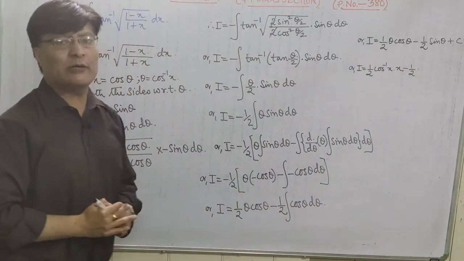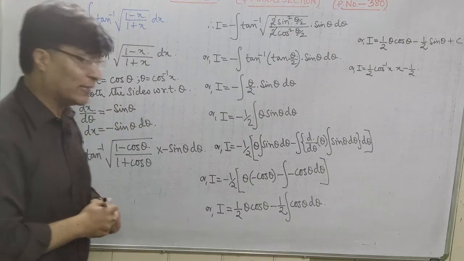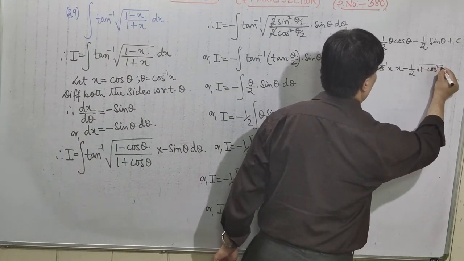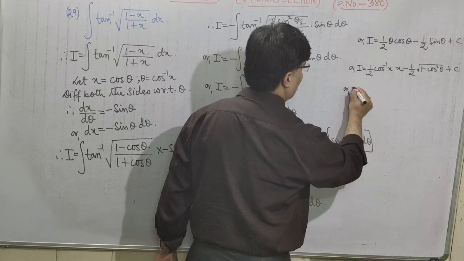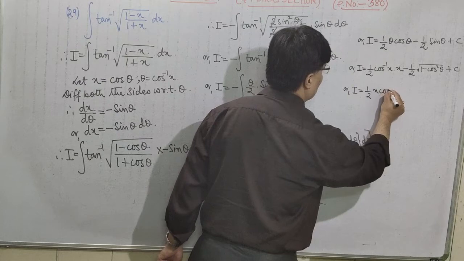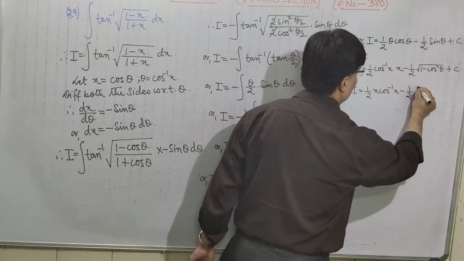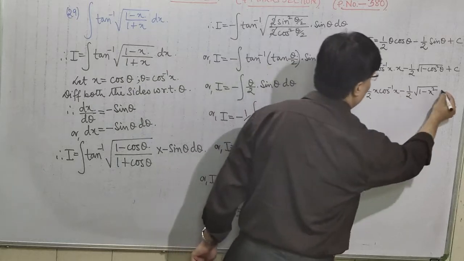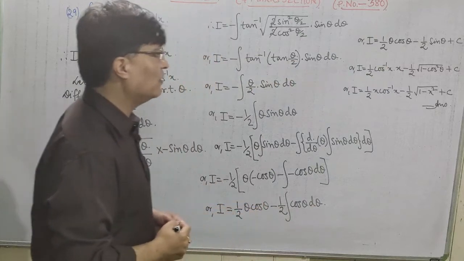Now let us write down sine theta in terms of cos theta, so that we can put the value of cos theta, which is equal to x. So half root over 1 minus cos square theta plus c. So I is equal to half x cos inverse x, then minus half root over 1 minus cos square theta, and cos theta is x, so it is x squared. Plus c. So this is the final answer.